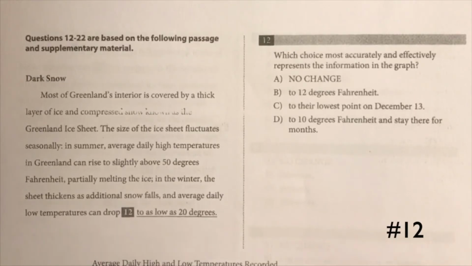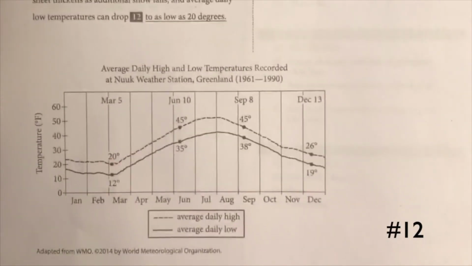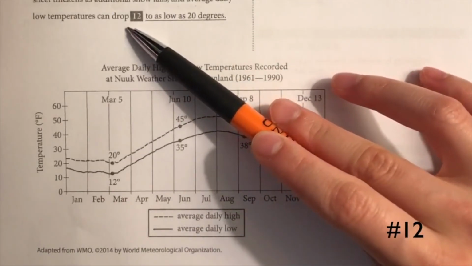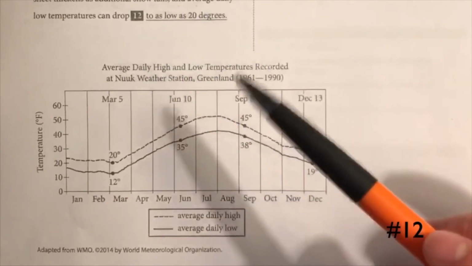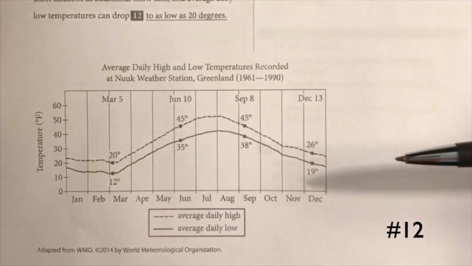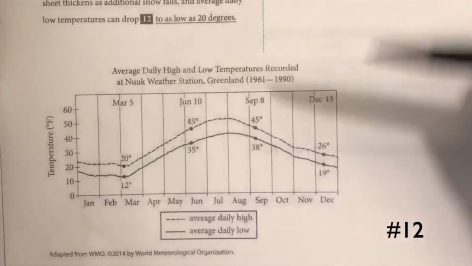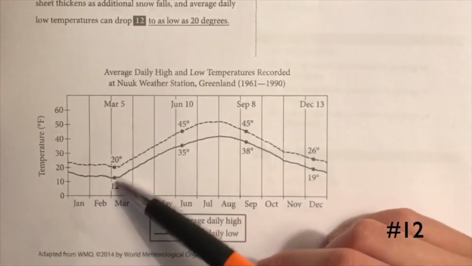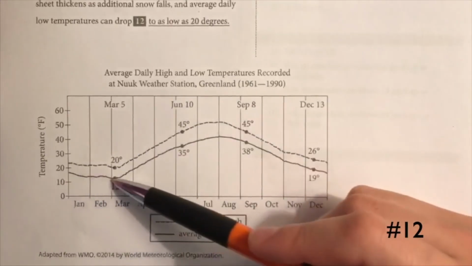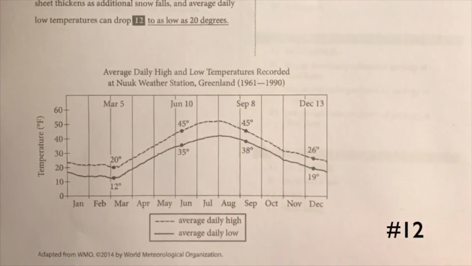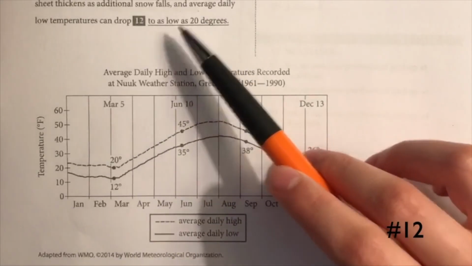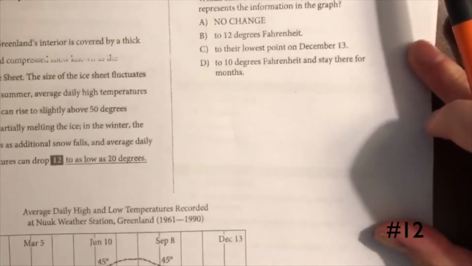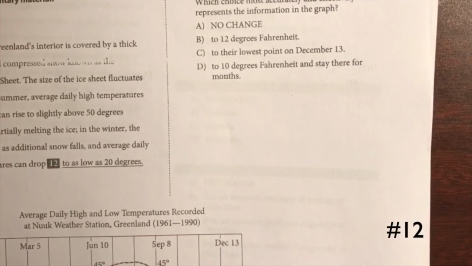as 20 degrees. So, seeing this information on the chart right here, the claim that low temperatures can drop to as low as 20 degrees in the winter seems slightly off. If we look at this chart from December to March, we can see that low temperatures go from 19 degrees down to 12 degrees in the winter time. So we can see that the low temperatures actually drop below 20 degrees. So let's see which of these answer choices accurately reflect the information that we see in our graph.